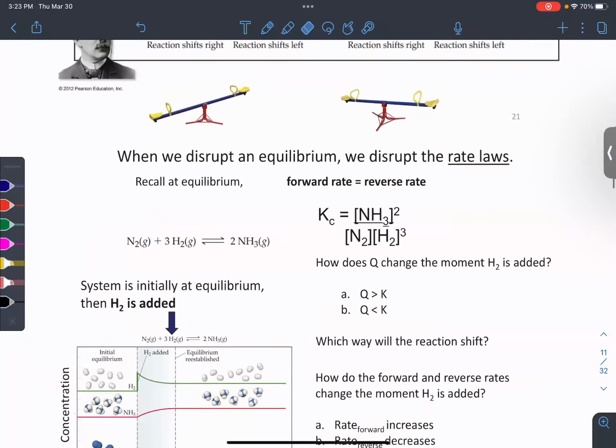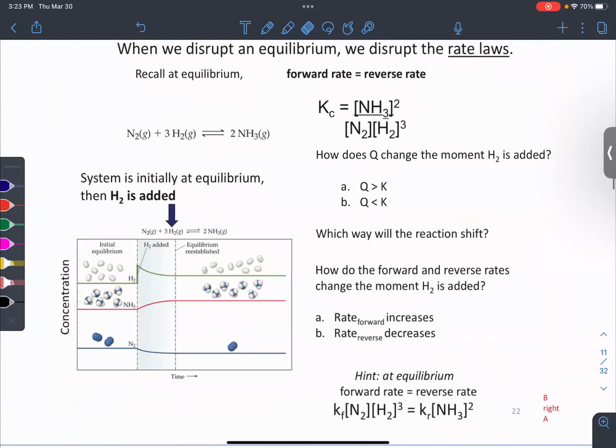Because what we actually do is when we disrupt an equilibrium, we disrupt rate laws. So what are we doing? We're adding H2, all right? So we're going to add H2. You told me that Le Chatelier says when you add H2, the reaction shifts in the forward direction, that you make more NH3. But I want to prove to you that that is correct using rate laws.